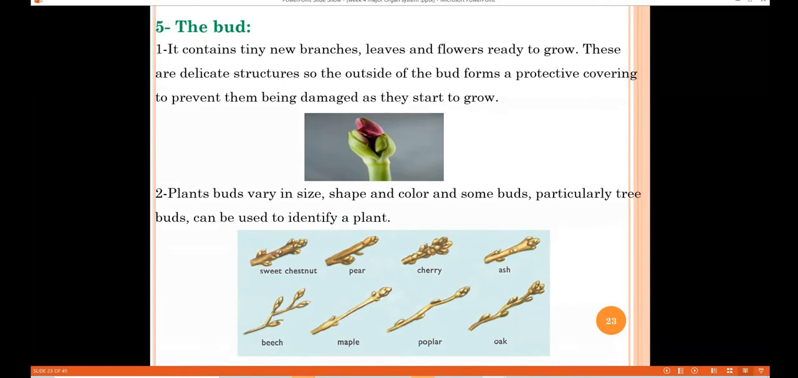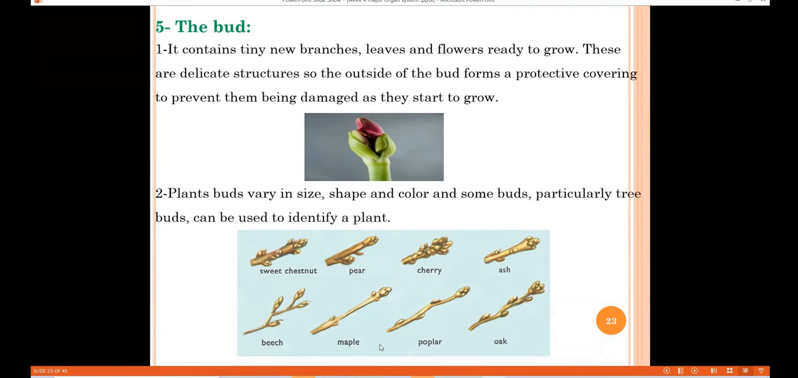So plant buds vary in size, shape, and color, and some buds, particularly the tree buds, can be used to identify a plant. So you see the pictures of various buds over here. This is the sweet chestnut. This is the bud of a pear, cherry, ash, oak, poplar, maple, beech.